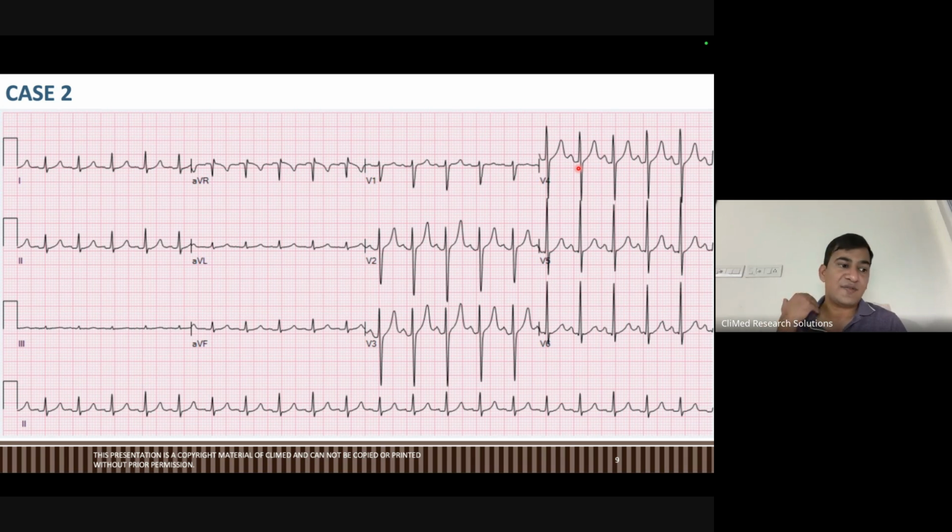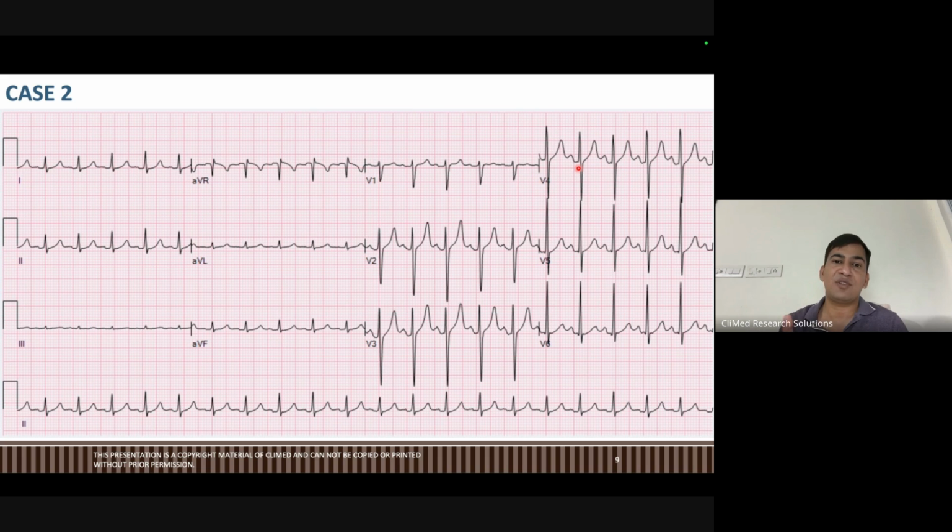Yes, I know it needs a lot of practice. You can just go to Google images. Search AF ECGs and hundreds of ECGs will come. Read them one by one with explanation, and you will understand. You have to practice. Then only can you be a master of ECG.